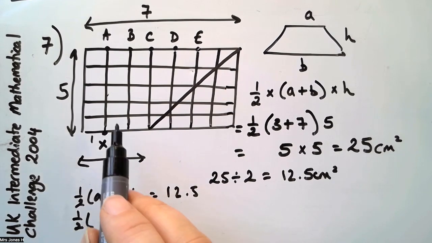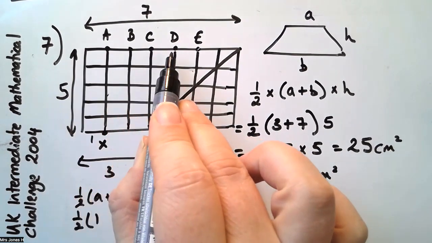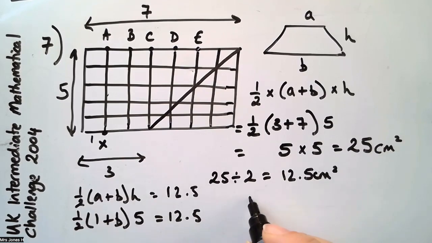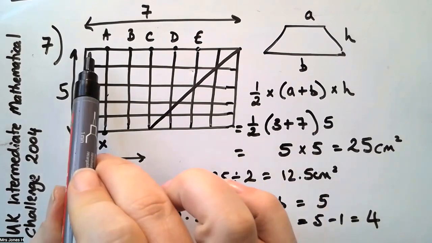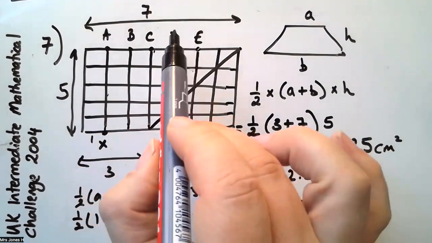A plus B, well, we know what one of them is. I'm going to call it the A. We don't know what the other one's going to be. It's either going to be 1, 2, 3, 4, or 5. But we do know the height's going to be 5. So if I multiply both sides by 2, I get 25 here. If I divide it by 5, I get 5 here. So 1 plus B equals 5. I subtract 1 from both sides. So the length across here is 4. So 1, 2, 3, 4 gets me to D.